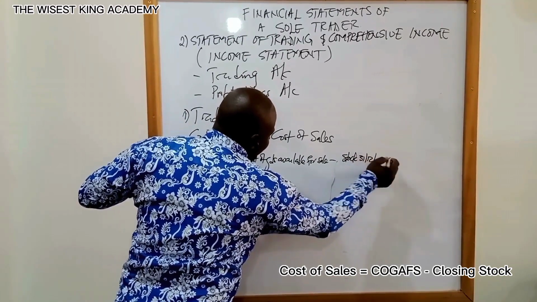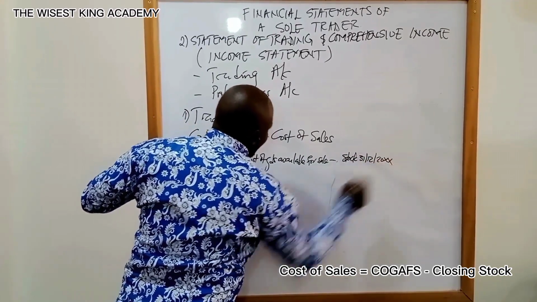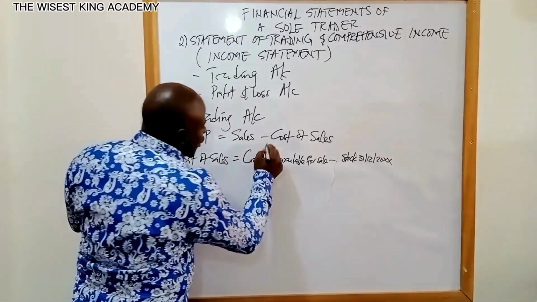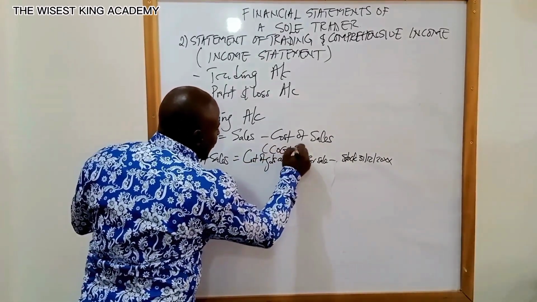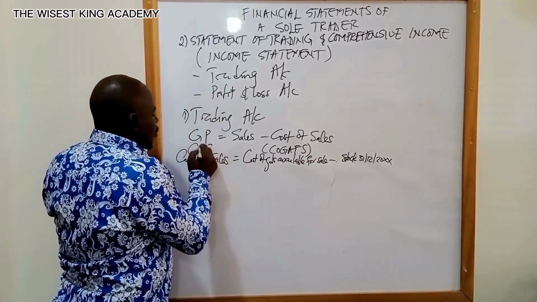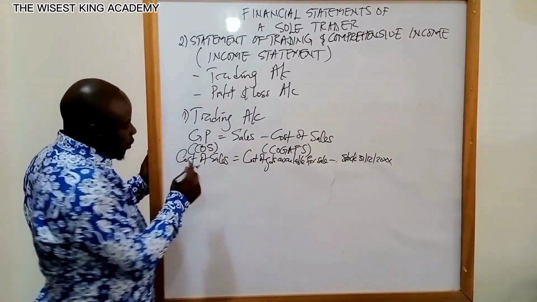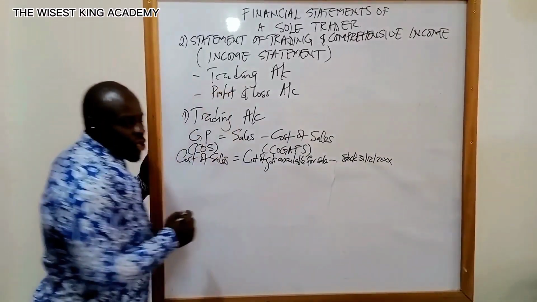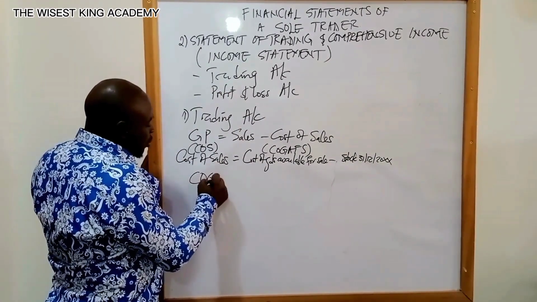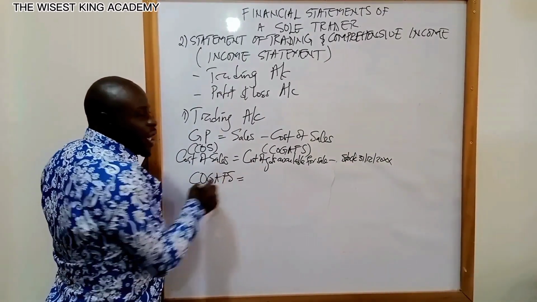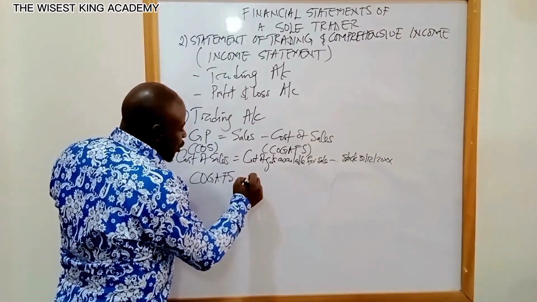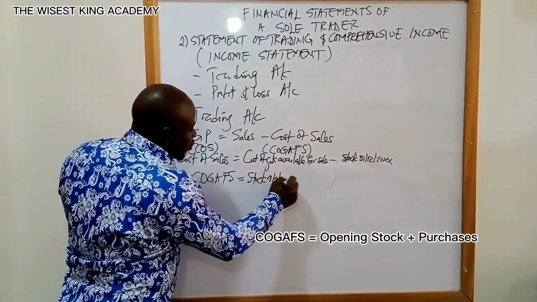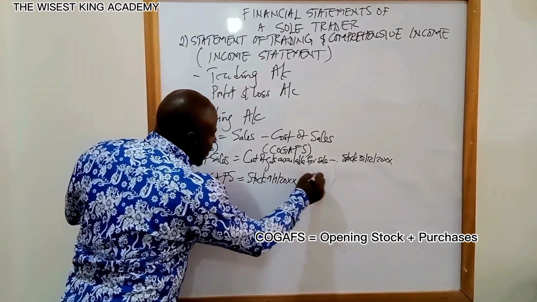So minus the closing stock. Now this is cost of goods available for sale. So cost of sales is the difference between cost of goods available for sale and closing stock. Whereas cost of goods available for sale is the sum of the opening stock as of 1st of January 2000 and purchases.